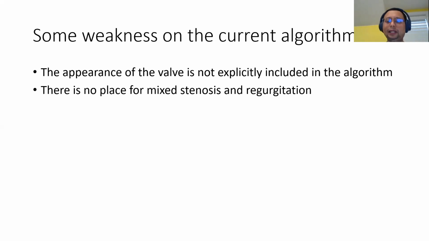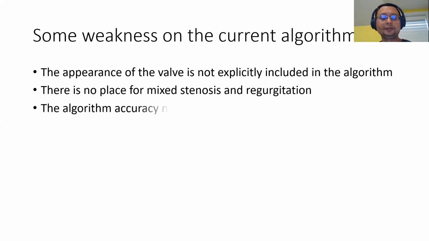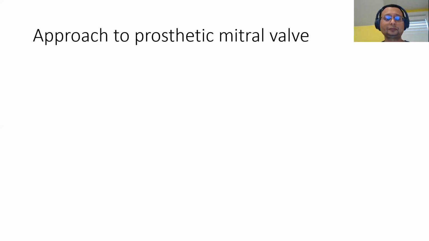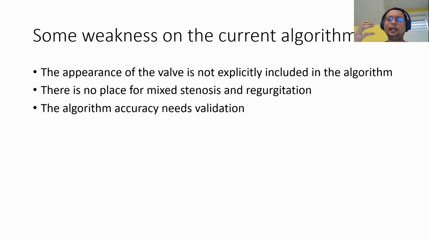And if you look at the algorithm, there is no place for mixed disease. You can either have stenosis or regurgitation; we don't have both in the algorithm. In the new algorithm that we propose, there is a column for mixed stenosis and regurgitation. The algorithm's accuracy needs validation, and that is what I have been doing. We have validated the algorithm and it is not accurate. So we have proposed a new algorithm to increase the accuracy of the current ASE algorithm. When we have finished the manuscript and published the paper, I will update you on what the new algorithm is all about. I won't tell you now; we will just wait for the paper.